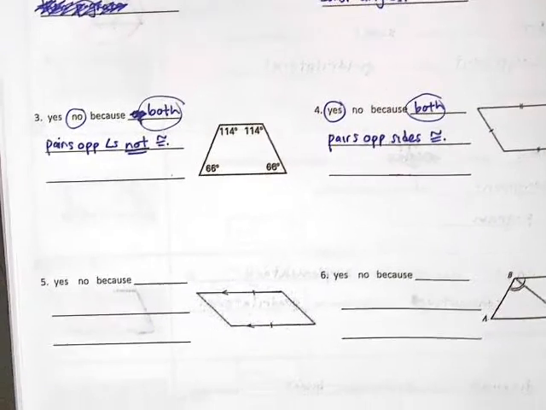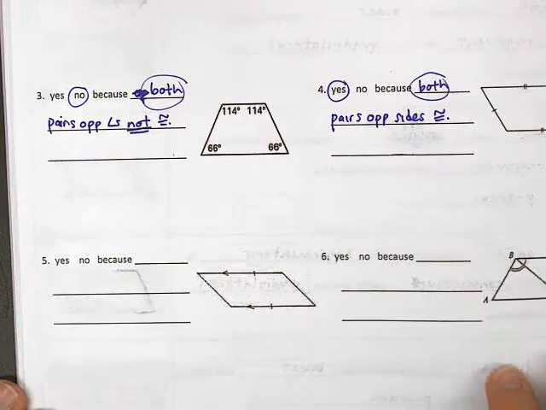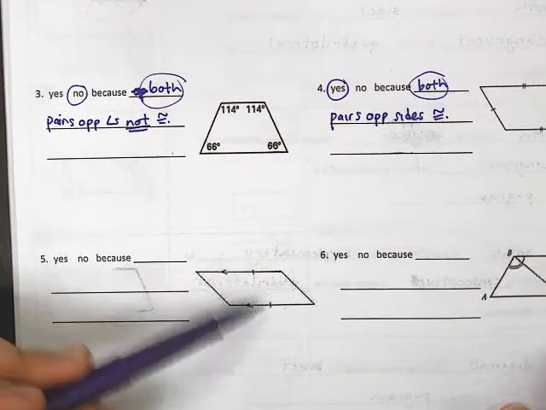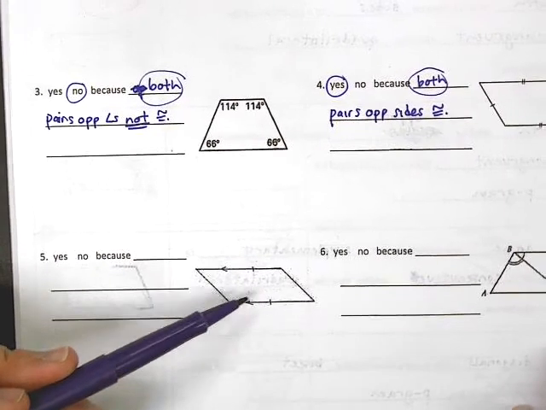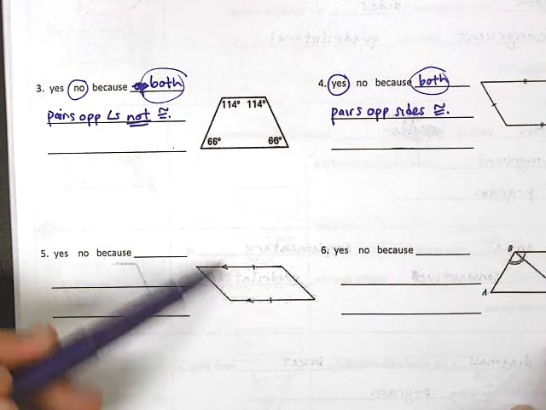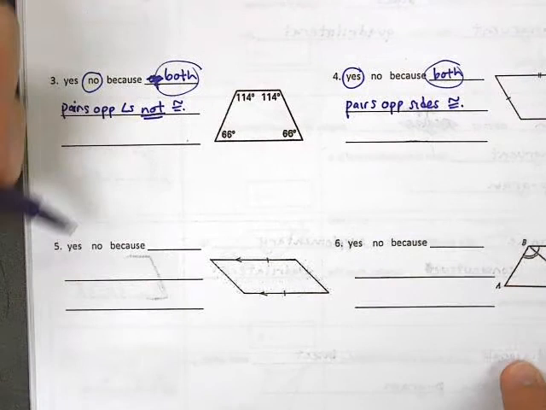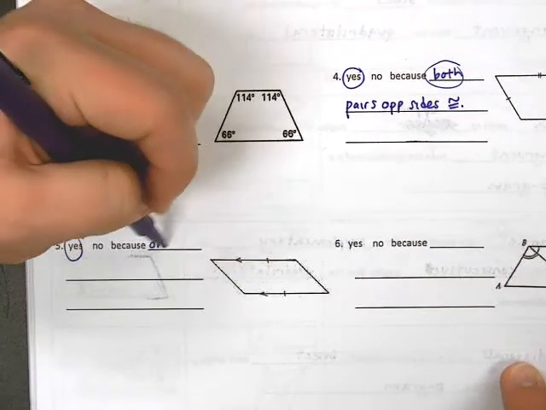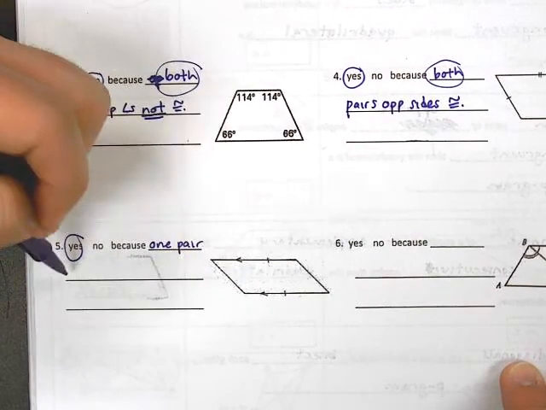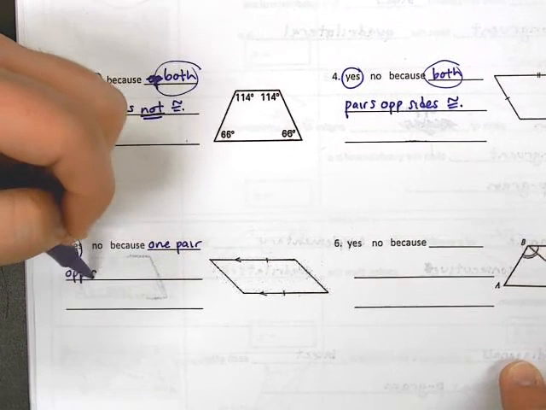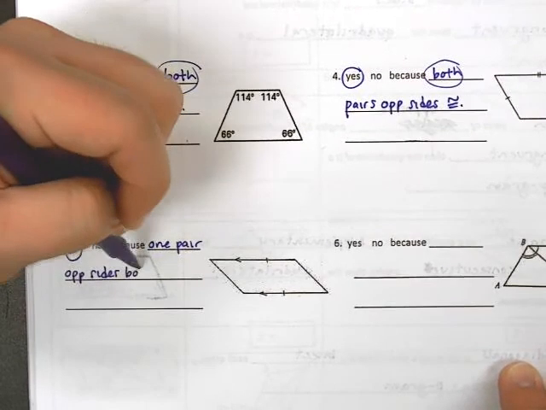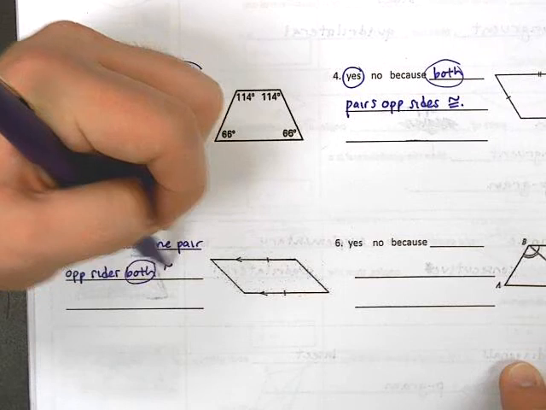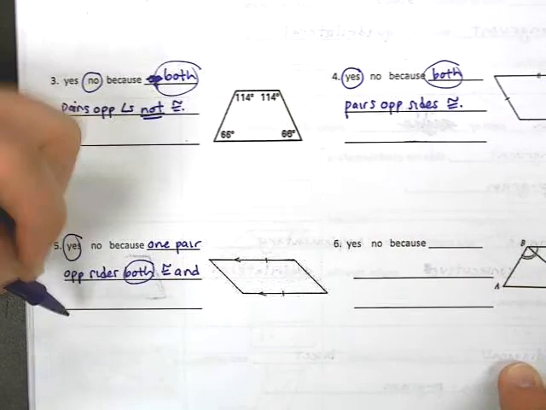Number 5 is that goofy one, hopefully that you recognize from the start. Even though I only have information about one set of opposite sides, I can see that they are both congruent and parallel. So this, again, is a yes, because one pair of opposite sides both congruent and parallel.